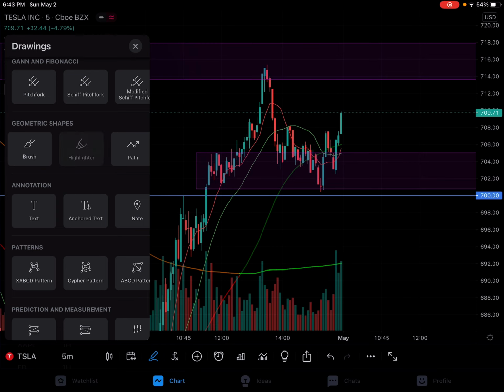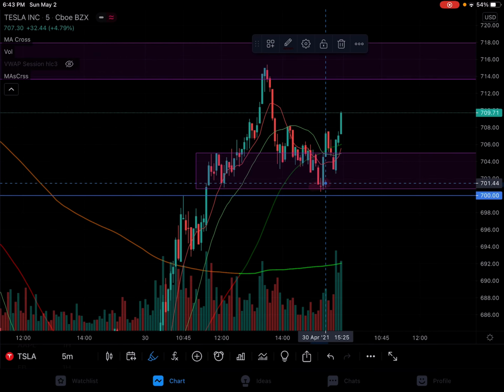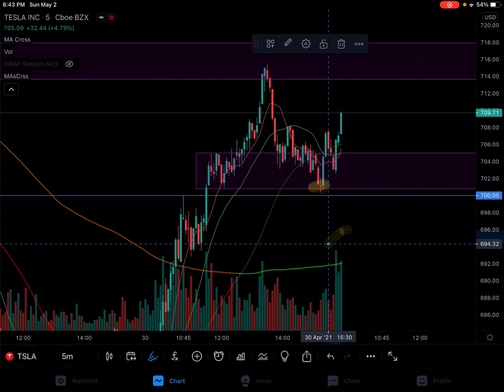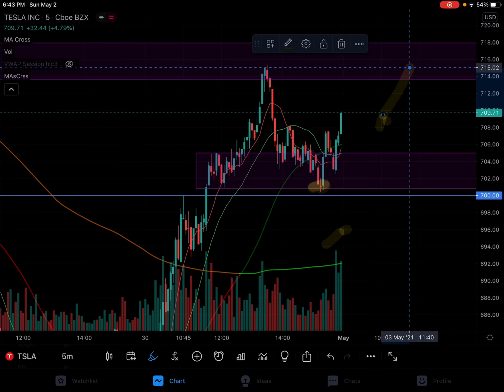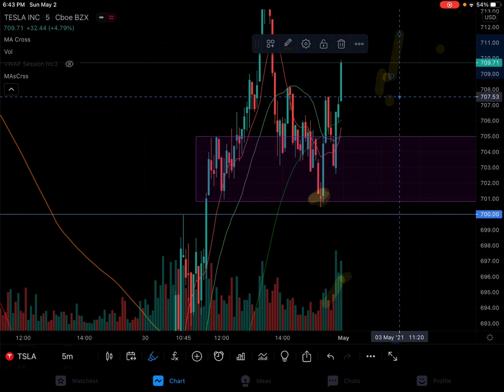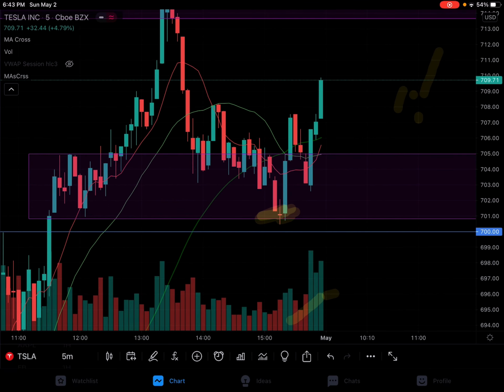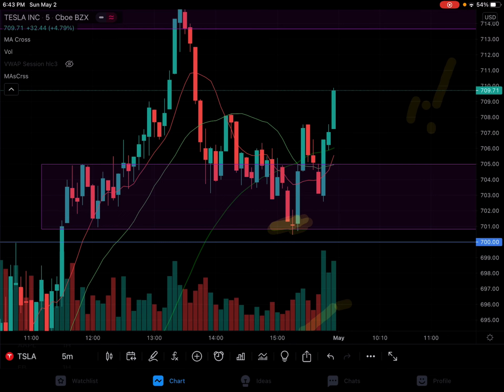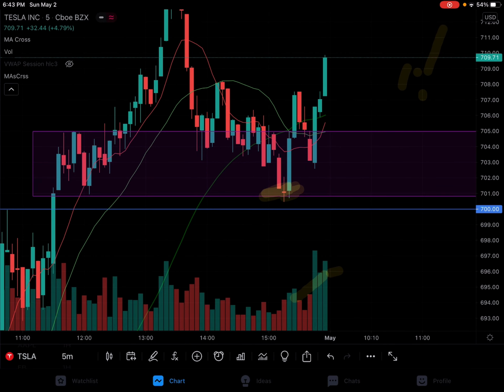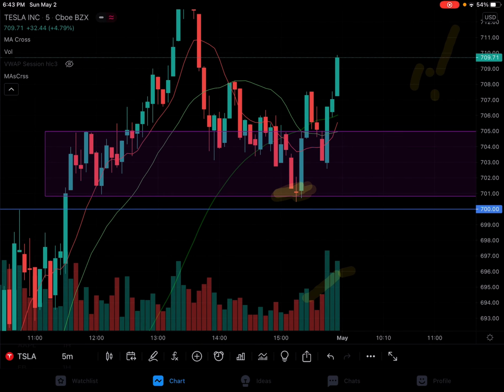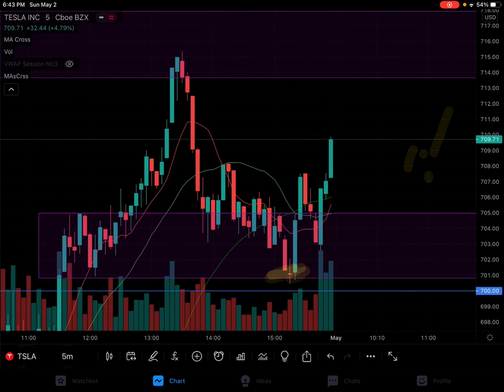So let's use a highlighter. Let's get a different color. Alright, there we go. So right here we do have a wick. We have a doji candle, which is indicating a reversal. So if you see, we have this doji candle. It got a close above the bottom of my demand zone, so that can be a buy signal. That's an indication of a reversal.